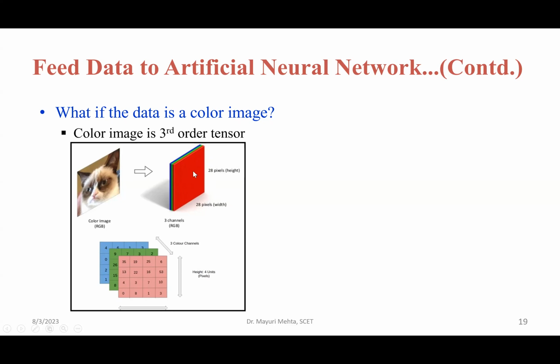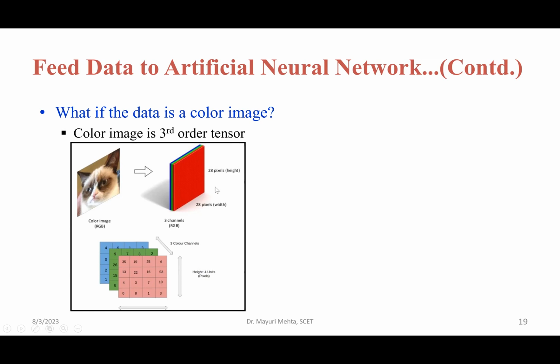So the pixel intensity for the red channel will be different, the pixel intensity for the blue channel will be different, and the pixel intensity for the green channel would be different. Here you can see the pixel intensity for all these 3 channels. You can see that we have 3 matrices. For simplicity, they are taken as 4 cross 4. But if it is a 28 cross 28 image, then there would be 28 rows and 28 columns in this matrix. And there would be 3 matrices, one for the red channel, one for the green channel, and one for the blue channel.